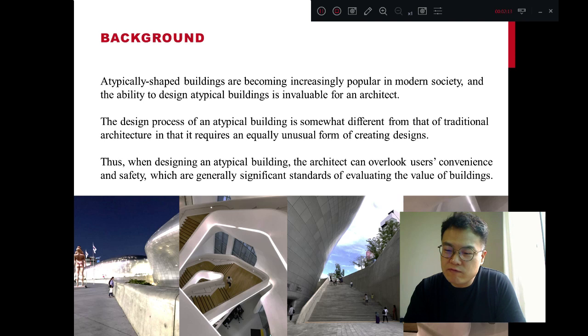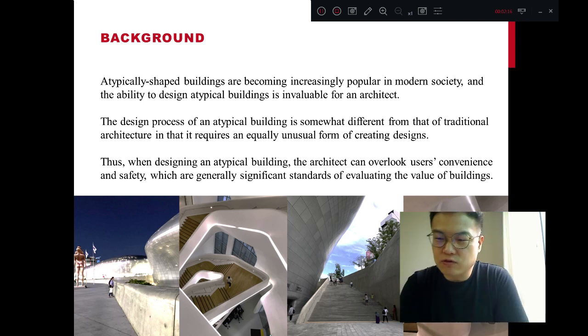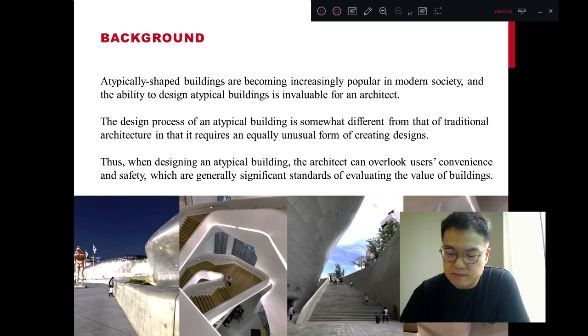The human factor, like users' convenience and safety, is the most significant standard of evaluating the value of buildings. But in the process of designing atypical buildings, the architects sometimes focus too much on the shapes only, so sometimes they ignore some human factors. That is kind of the background problem of this research.